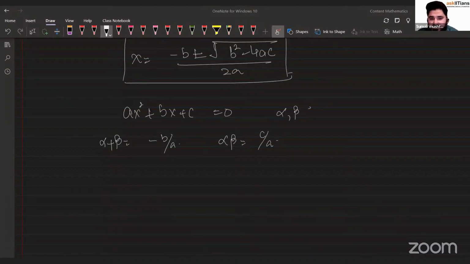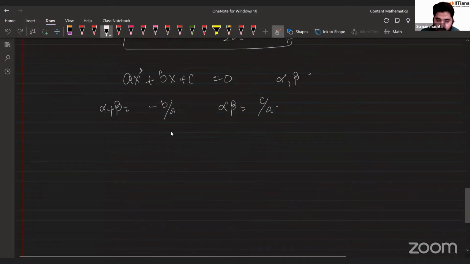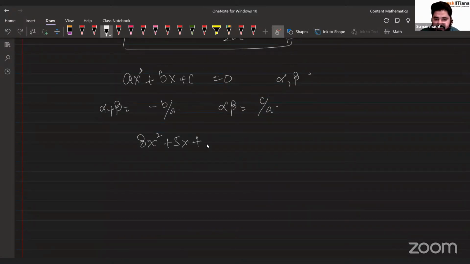Clear? So how is that used? That is actually used to find the relationship, right? Relationship between the, if you have any kind of things given, it can be used there. Okay. Suppose I will give a question. You have 8x square plus 5x plus 6.